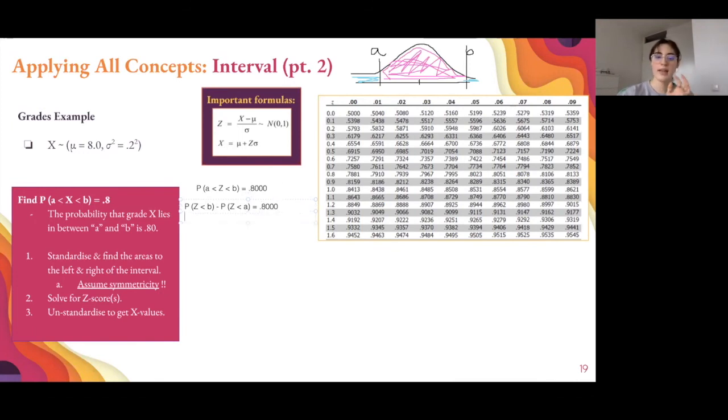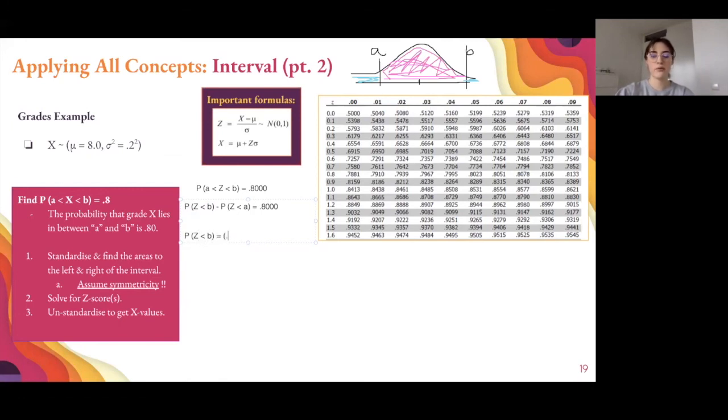And so again, like I said in the previous slides about step 3, which is talking about starting with the rightmost tail. We're just going to be looking at this one because we don't really need to solve for both B and A necessarily. As long as we solve for B, we know what A is because we're assuming that they're symmetrical. So now we need to find what is the probability that Z is less than B.